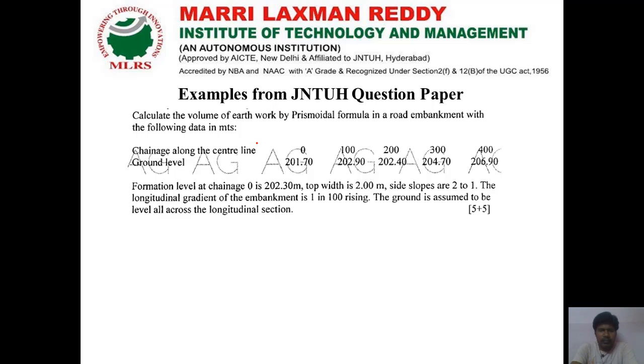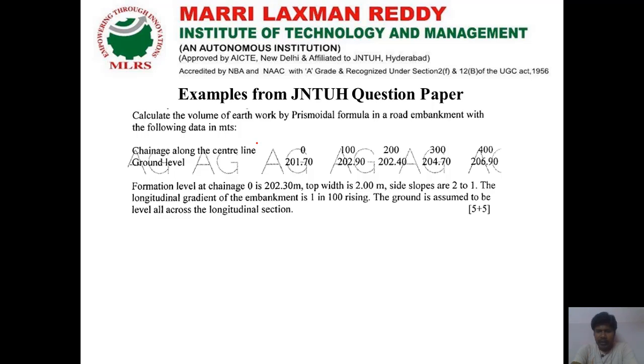So the next problem is the given data. Calculate the volume of earthwork by the prismoidal formula in a road embankment with the following data in meters. Chainage along the center line: 0 meter, 100 meter, 200, 300 and 400 meters. Ground level: 201.70, 202.90, 202.40, 204.70, then 206.90. The formation level at chainage 0 is 202.3 meters.